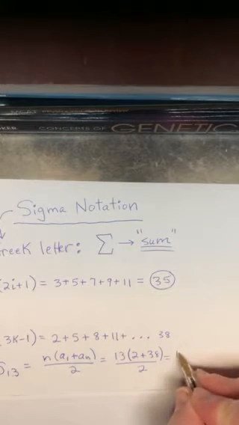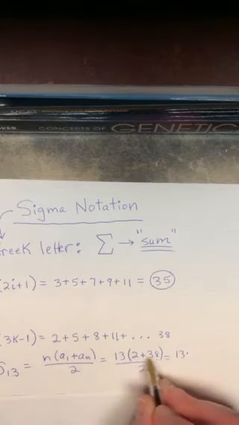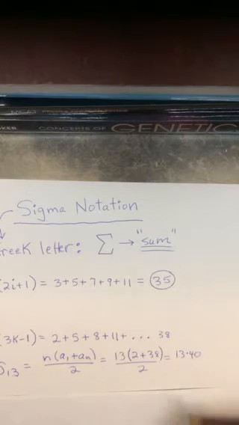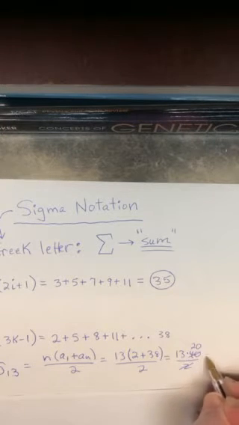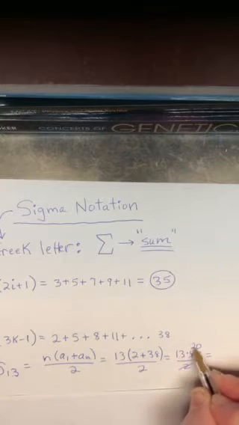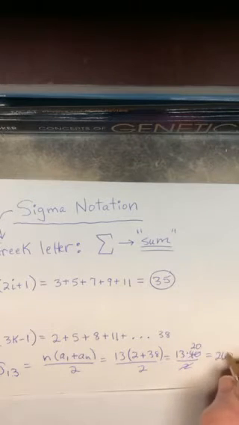So obviously I have 13 times, do what's in parentheses first. What is that? 40 all over 2. I'm going to cross out the 2, change the 40 to a 20. So we take 13 times 20 and get 260.